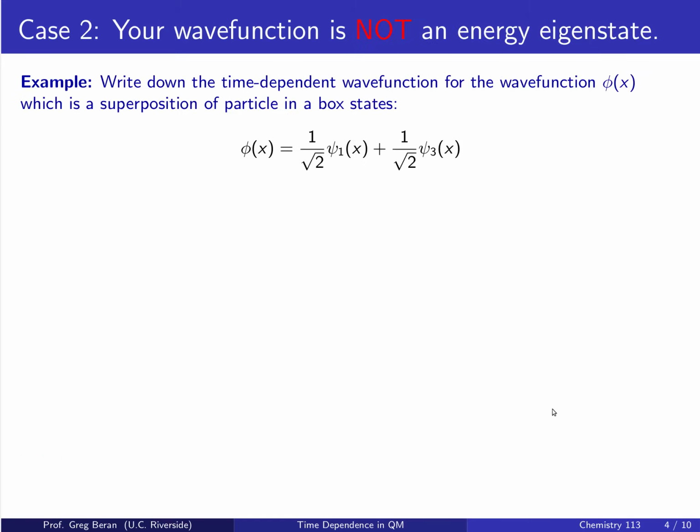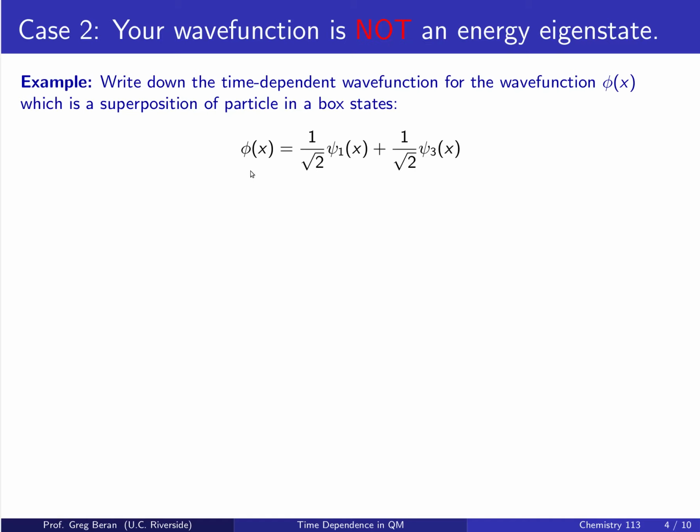Alright, but the more interesting behavior happens if we are not in an energy eigenstate. This gets a little more complicated, but it's still not a big deal. Whatever wave function we have, it may not be a single energy eigenstate, but it can always be expressed as a superposition or linear combination of those energy eigenstates. So for example, of two particle in a box states or something like that.